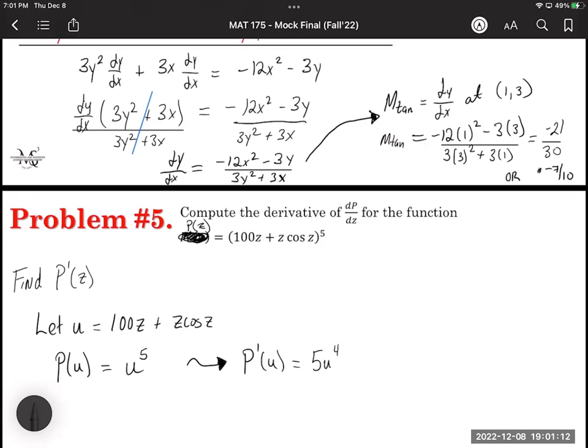Now, since we let u be 100z plus z cosine of z, then I have to find u prime. But keep in mind that u prime means that you're finding the derivative of u with respect to z. So what is the derivative of 100z? Good. Yeah, that's going to be 100. The derivative of z cosine of z, that's going to be what?